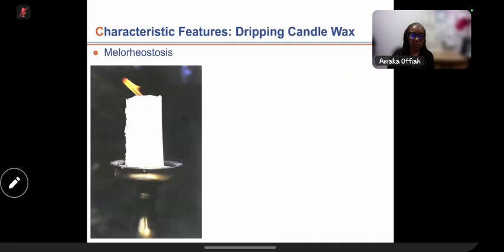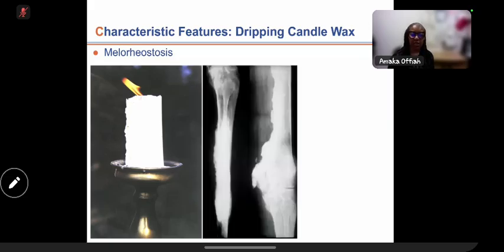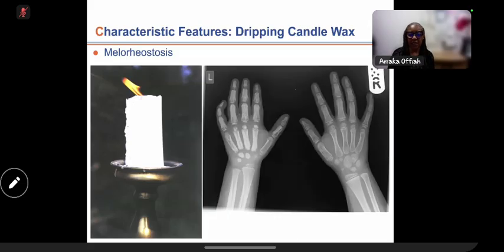So dripping candle wax is melorheostosis. And again, this is the best example I've ever seen, and I never really saw it. Christine Hall gave me the example. Nice, you can see why they call it dripping candle wax. The sorts of cases I've seen are more like this. You see on the left-hand side, so asymmetrical, and you see asymmetrical in terms of side, but also relatively asymmetrical in how severely the bones are affected. It's said to follow dermatomes.